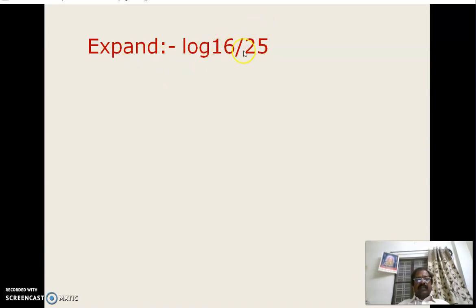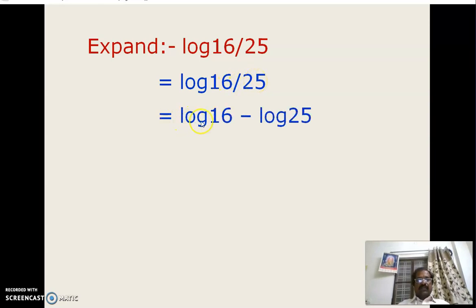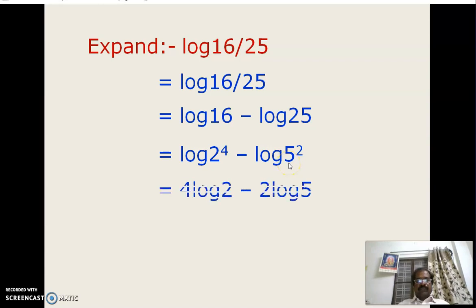And another one is expand log 16 by 25. Here divided by, this is the second property of the logarithm. Apply: log 16 divided by 25 is log 16 minus log 25. Here divided by, we will get the minus. Log 16 is 2 to the power of 4, minus log 25 is 5 square. Here third property of the logarithm, the 4 is multiplied before: 4 into log 2 minus 2 into log 5.